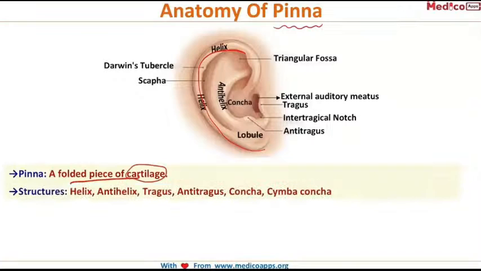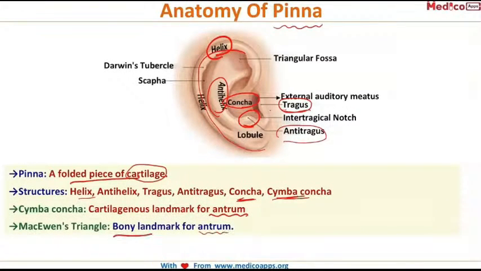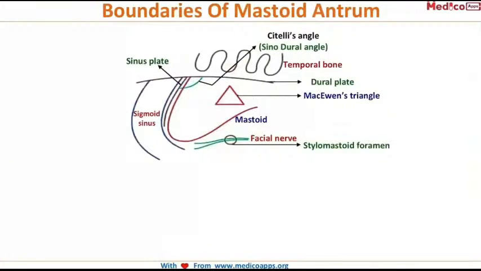The structures of the pinna are the helix, that is over here, the antihelix, the tragus, we all know what the tragus is, the antitragus lies over here, and the concha, then the Cymba concha. Okay, this is the concha. Then the Cymba concha is a cartilaginous landmark for the antrum, and MacEwen's triangle is the bony landmark for the antrum. This is important for the antral approach for a few ENT surgeries. Now let's look at the boundaries of the mastoid antrum.